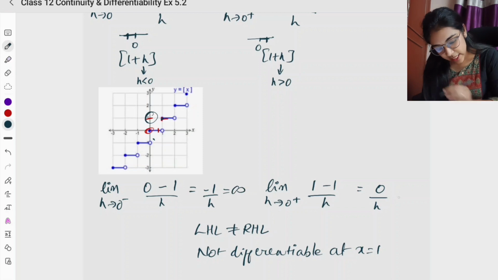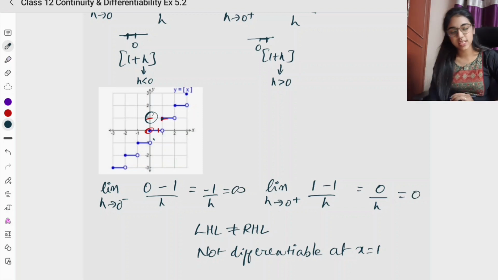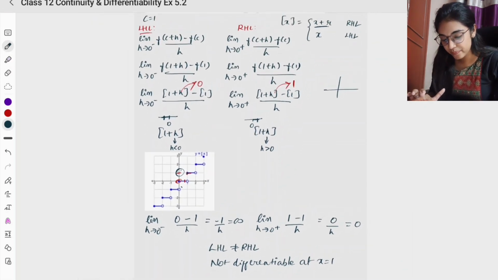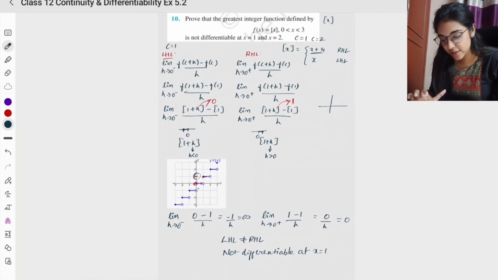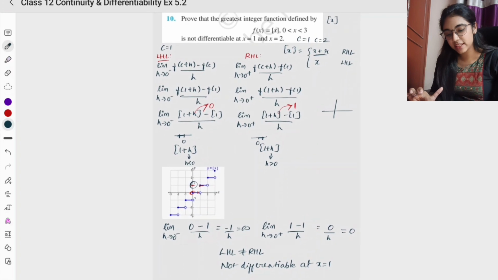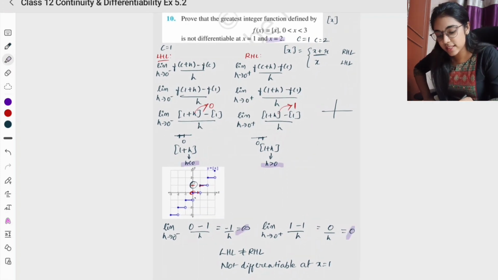So this will be infinity and this will be 0. Infinity and 0 don't match. So your final answer is going to be not differentiable. So this is for the x is equal to 1 case. So first write this down, then I'll solve for x is equal to 2 also. You will understand. Okay, so this is for x is equal to 1. Please take a screenshot.